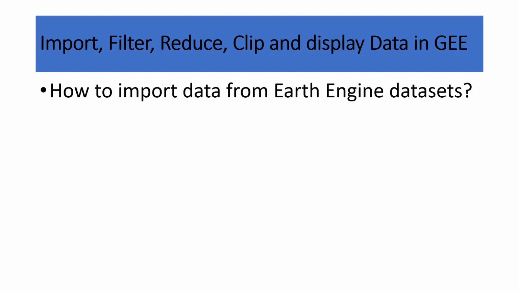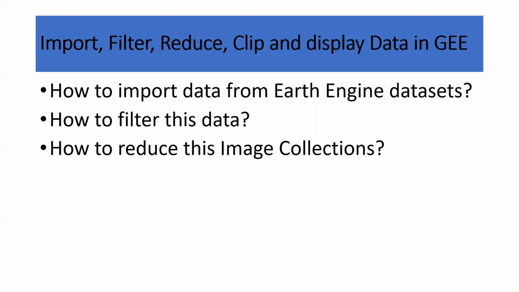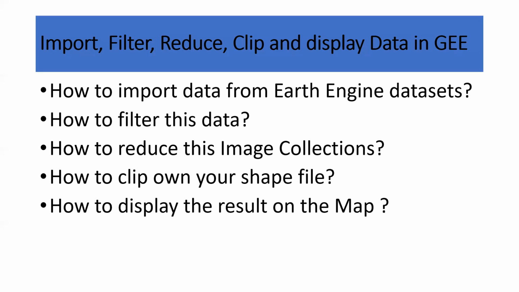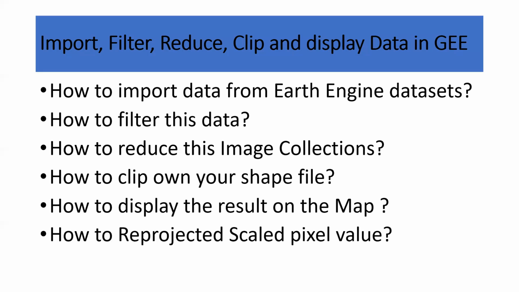Okay, this is for only showing your result on your specific country or boundary. So you already completed how to import your data from the Earth Engine data set, then how to filter this data, then how to reduce this image collection, then how to clip on your shapefile, and how to display this result on the map. We also completed how to reproject the scale pixel value. We will complete this part tomorrow, and then we will continue our second day session. Okay, so any question?